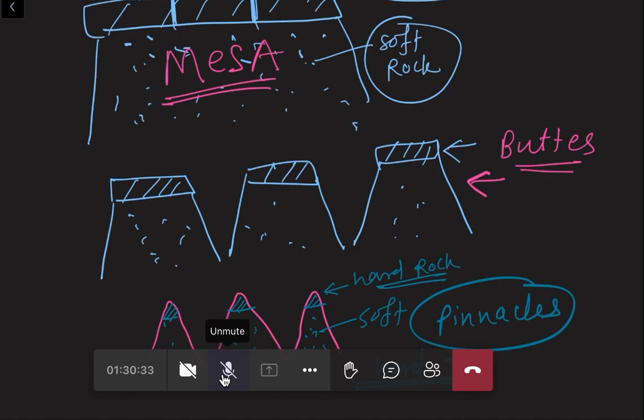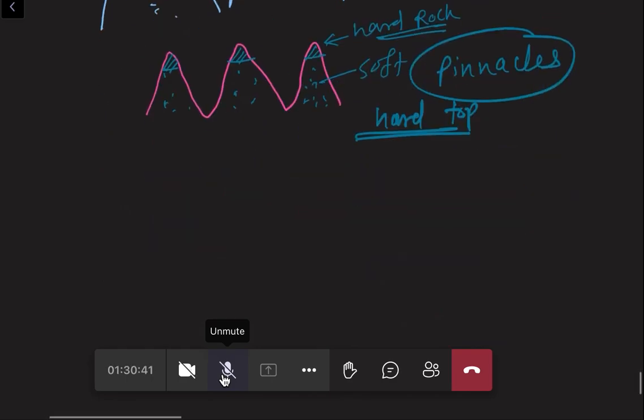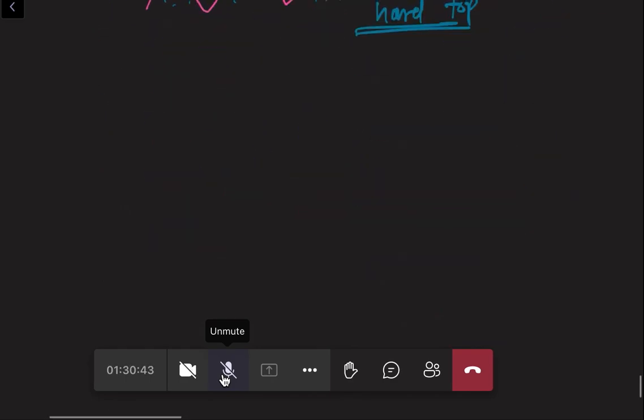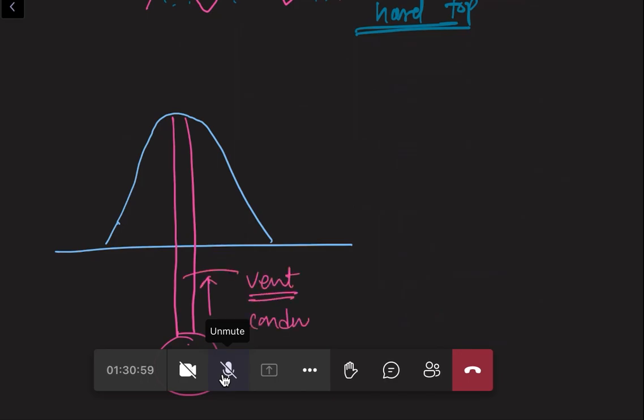Sometimes what happens? In the volcanoes, when the volcano is formed, the lava starts coming out through the vent. This is called a vent or conduit. It's like a pipe-like structure. From this pipe-like structure, the lava is coming out and spreading. It is forming the volcano.